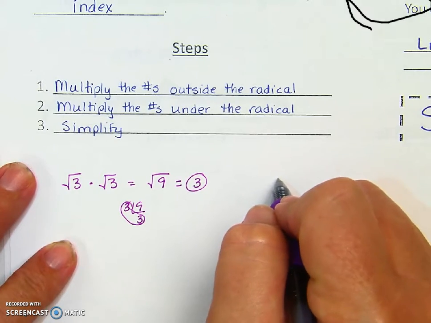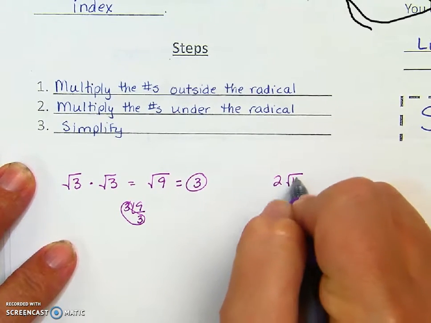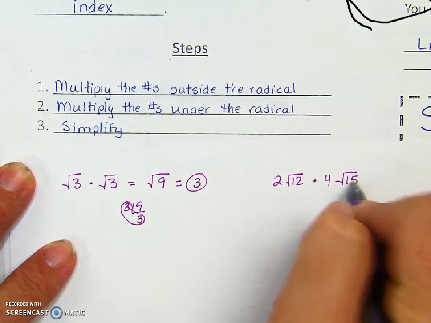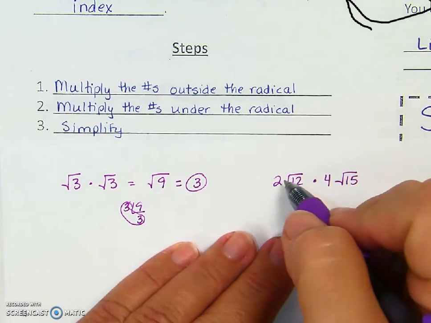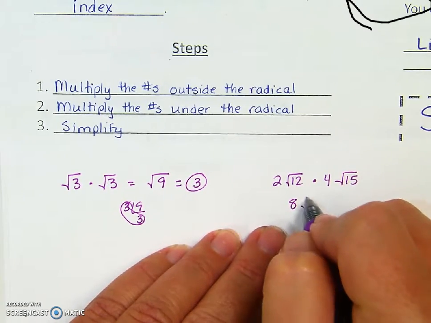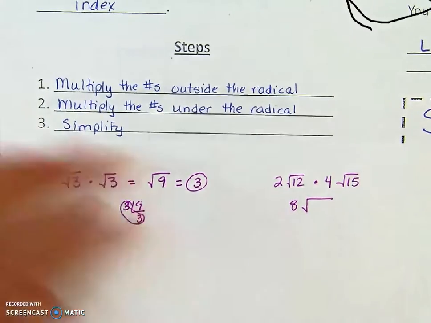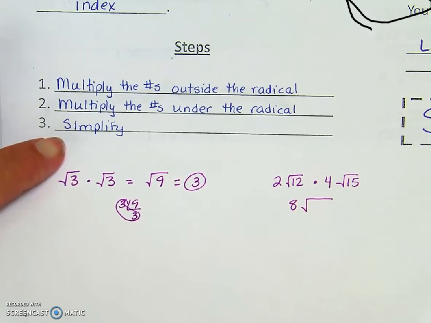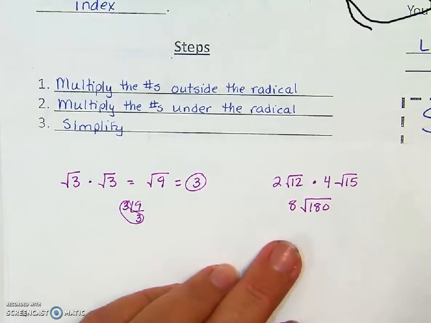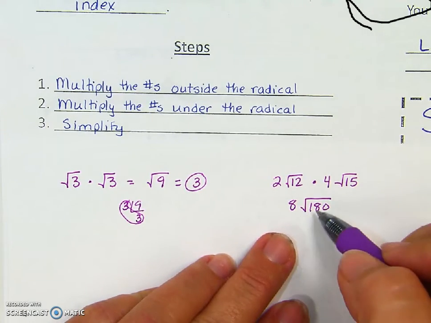Okay, over here, we have 2 on the square root of 12 times 4 on the square root of 15. So again, step 1 is to multiply the outside. 2 times 4 is 8. Multiply the inside, and I'm going to cheat just a little bit. I think that's 180. I don't have my calculator out. Yep, it is 180. Okay, so remember, now all we have to do is simplify.